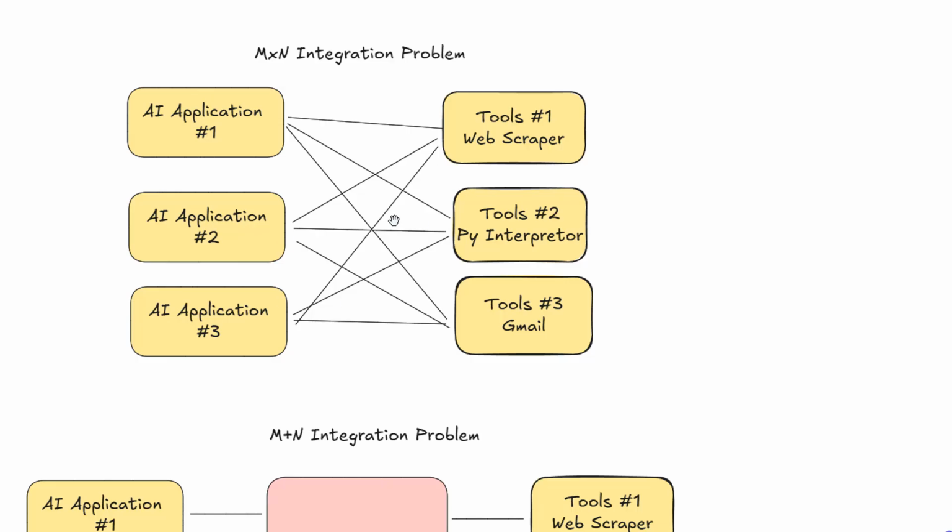Without a common approach, each AI app needs to be integrated separately with each tool or data source. For example, if you have 3 AI apps and 3 tools, we'd need to build and manage 3 times 3 equals 9 separate integrations. That's a lot of work. This traditional approach is not only complex and expensive, but it also creates a ton of friction for developers and leads to high maintenance costs. This is the way things used to work before MCP.